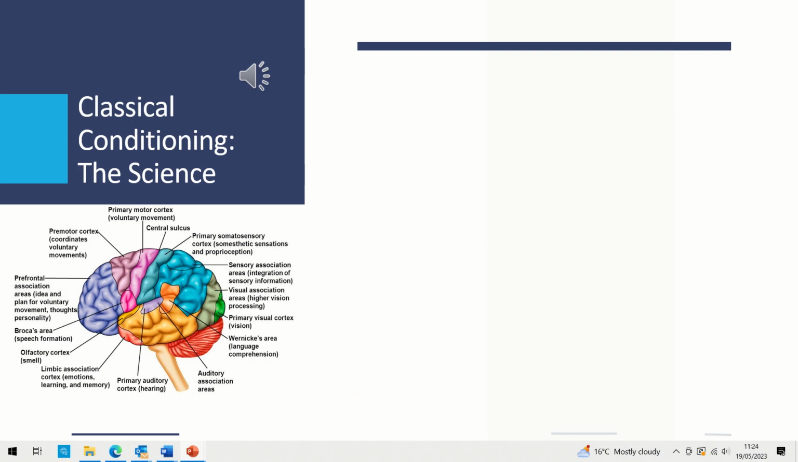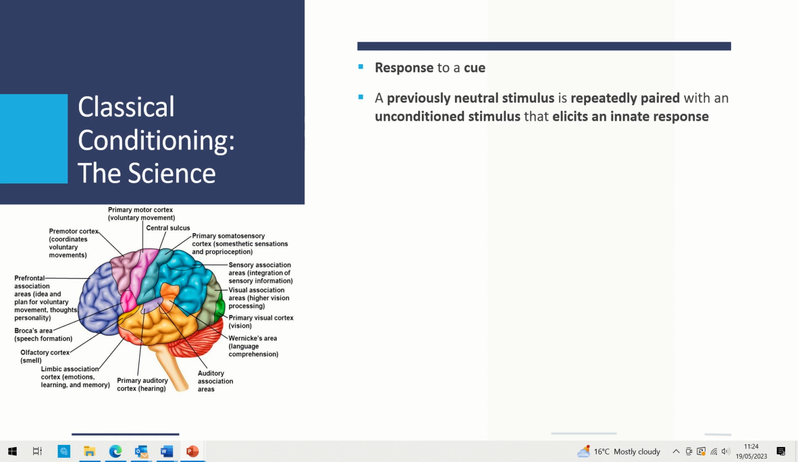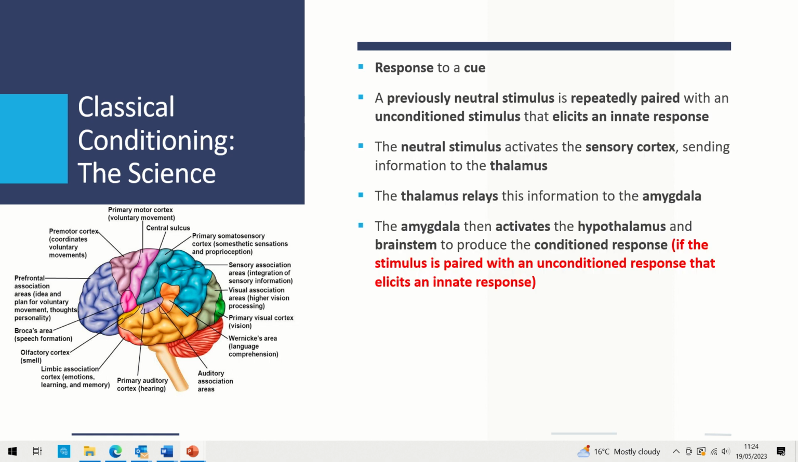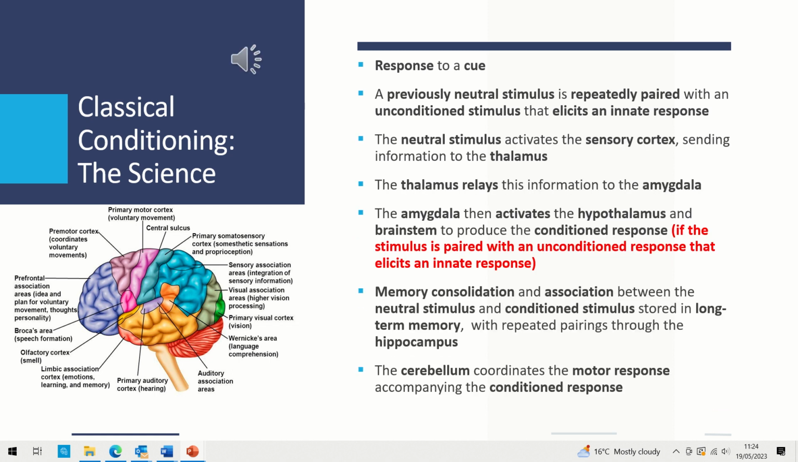Classical conditioning. Again, classical conditioning is in response to a cue. A previously neutral stimulus is repeatedly paired with an unconditioned stimulus, which elicits an innate response.